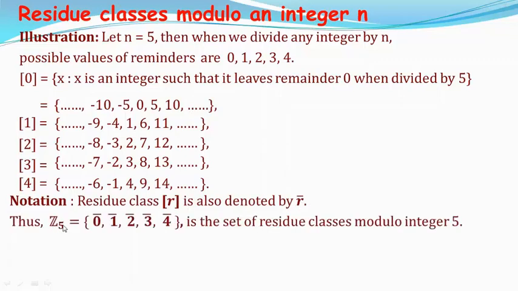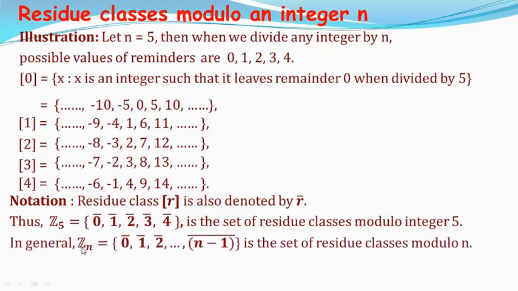Thus Z5 is the set containing all these 5 residue classes, that is 0 bar, 1 bar, 2 bar, 3 bar and 4 bar. So Z5 is the set of residue classes modulo the integer 5. So in general, Zn is the set of all residue classes modulo n, which contains the elements 0 bar, 1 bar, 2 bar up to n minus 1 bar. So in general, Zn contains n elements.